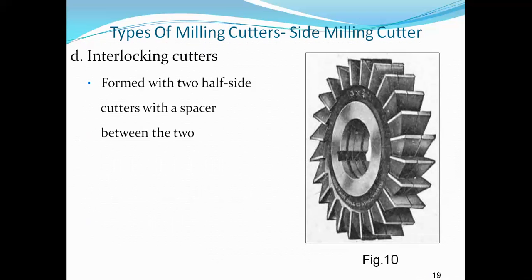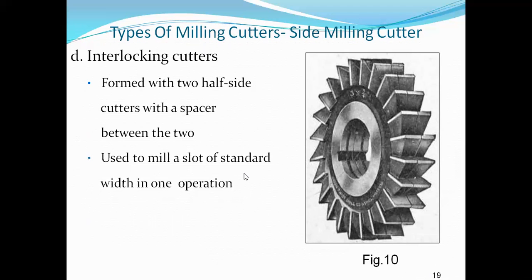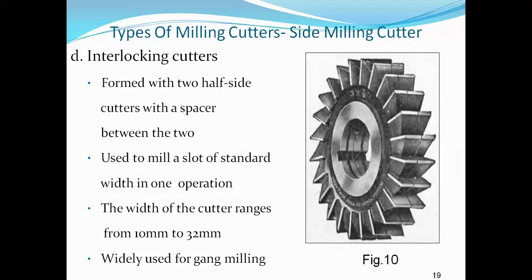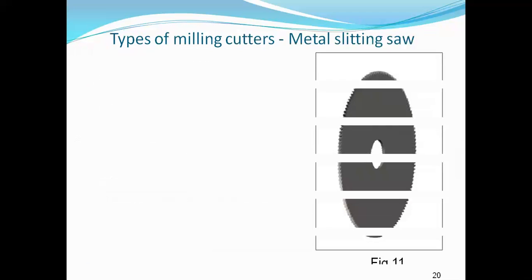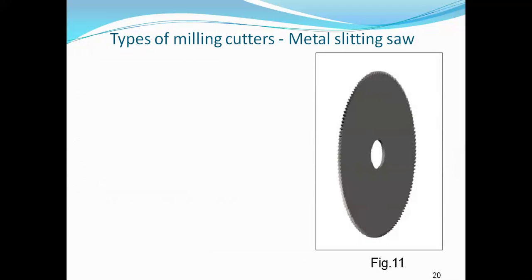Next, interlocking cutters. Interlocking cutters are formed with two half side cutters with a spacer between the two. So these are the cutters, and there is some space between these two cutters. They are used to mill a slot of standard width in one operation. The width of the cutter ranges from 10 mm to 30 mm, and it is widely used for gang milling operation.